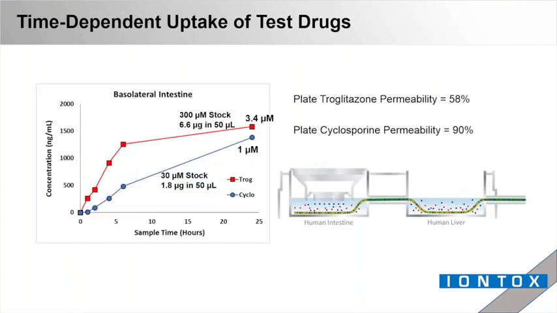And so when we look at the uptake of the drugs in the basolateral compartment of the intestine, what we can see is with both troglitazone and cyclosporin, we see a pretty rapid uptake of the material into the basolateral region. We're getting about 58% permeability with troglitazone and about 90% with cyclosporin. And this actually is really close to the published literature on the bioavailability of these drugs.